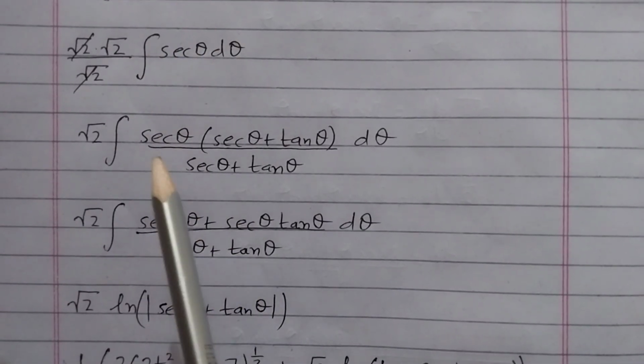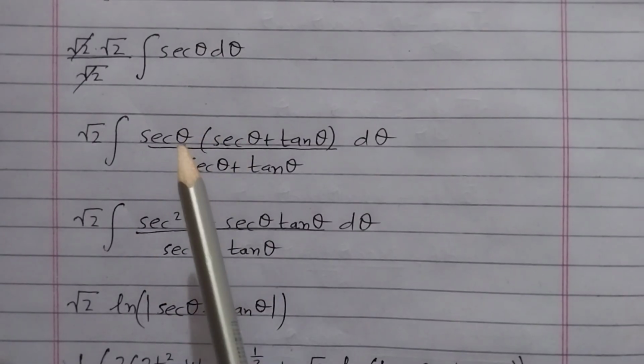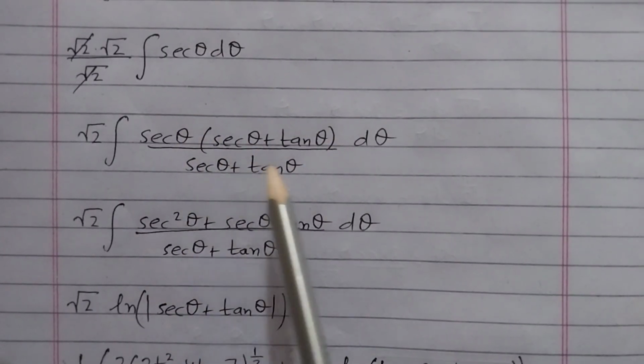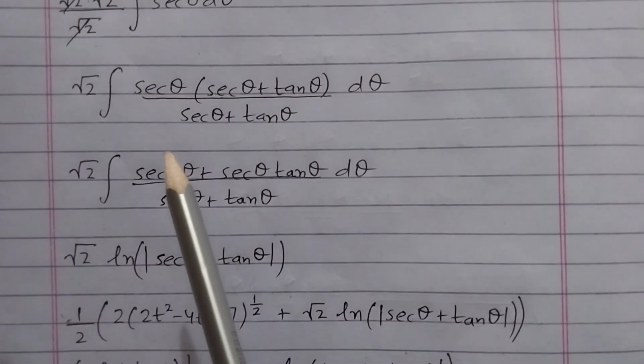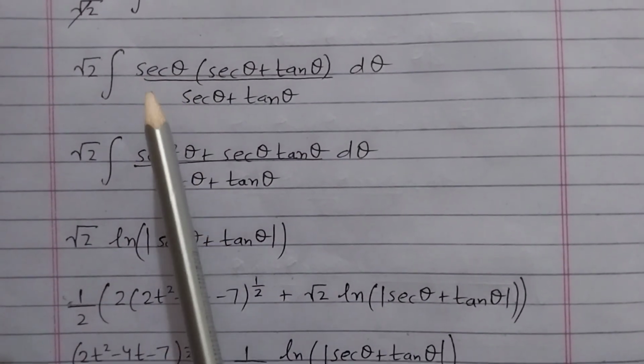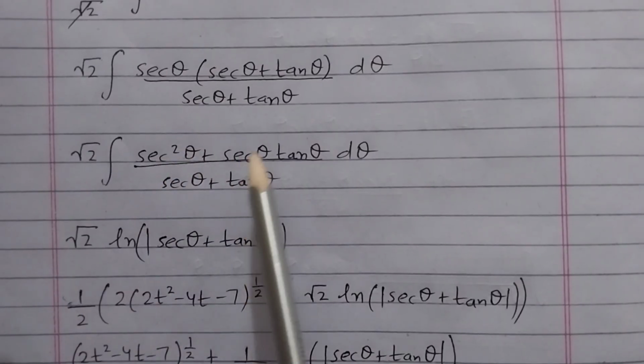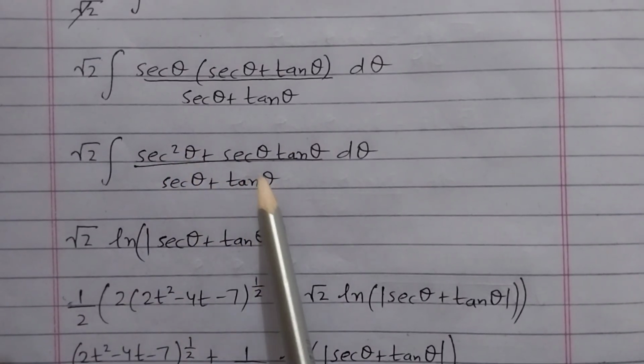Secant theta can be integrated by multiplying secant theta with secant theta plus tan theta, and also dividing by secant theta plus tan theta. So when secant theta is multiplied with this expression, this becomes secant square theta plus secant theta tan theta over secant theta plus tan theta.